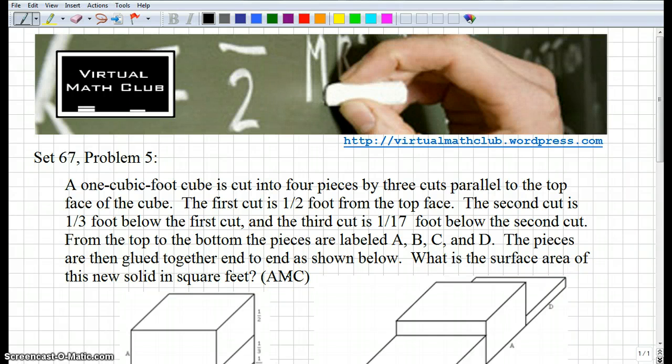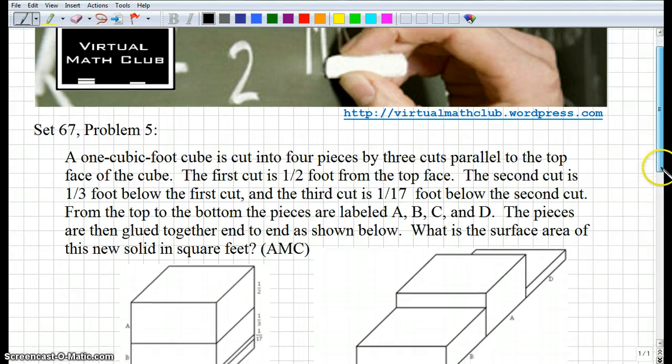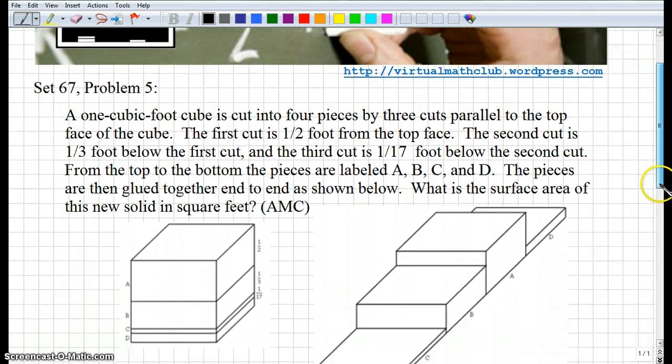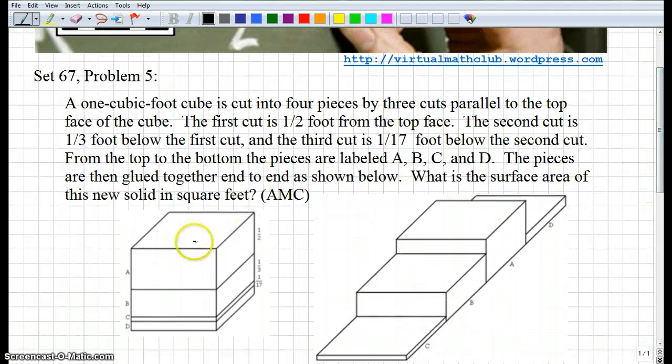Alright, in this problem we have a 1-foot cube that's cut into 4 pieces by 3 cuts that are all parallel to the top face of the cube. The first cut, let me scroll down here so you can see the picture, is a 1/2 foot below the top. And then the second cut is a 1/3 of a foot below the first cut, and then the third cut is 1/17 of a foot below the second cut.